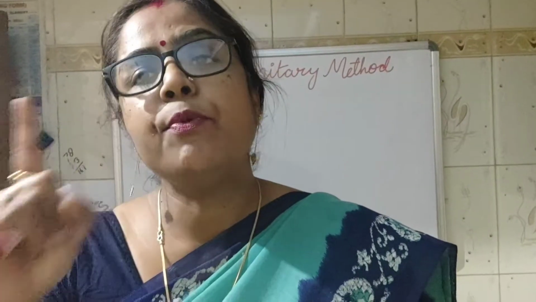Got it? So the unitary method: finding the value of 1, then finding the value of many. Whenever you have to find the value of 1, you have to divide, and then when you have to find the value of many, you have to multiply. Got it?